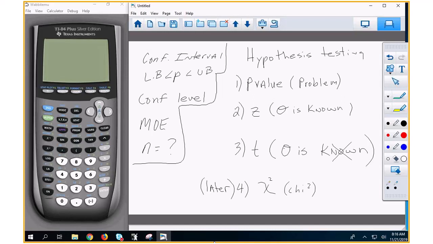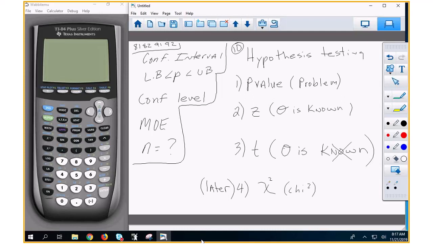So I'm going to try to put this in some kind of perspective so you won't be confused by looking at 20 million slides. Remember, I think this is chapter 8.1, 8.2, 9.1, 9.2, pretty much. That's what that is. And this is chapter 10. Okay?